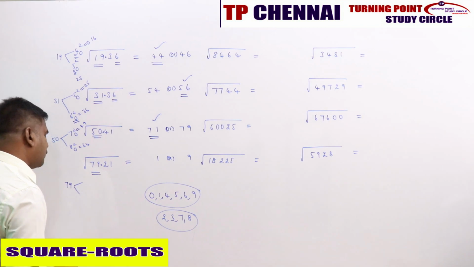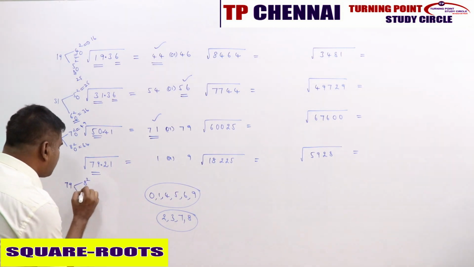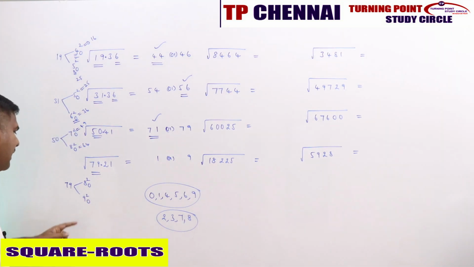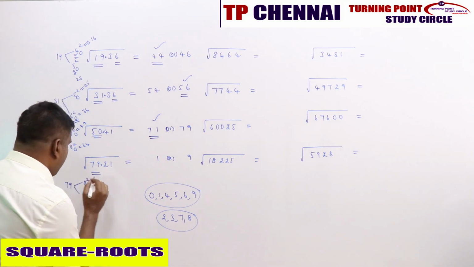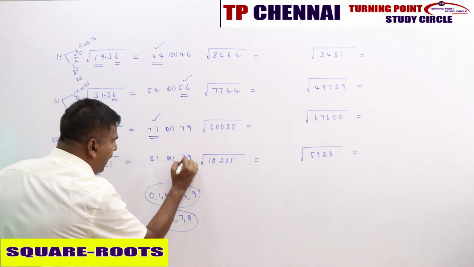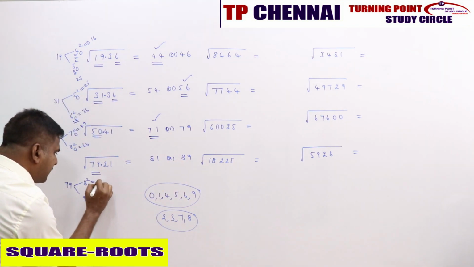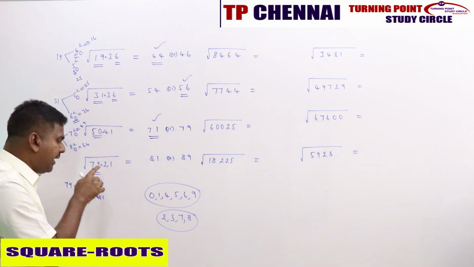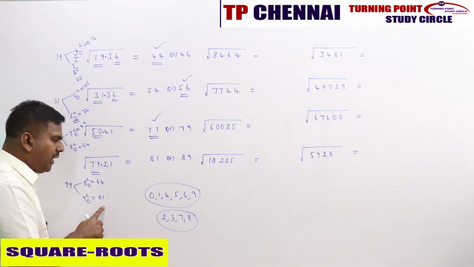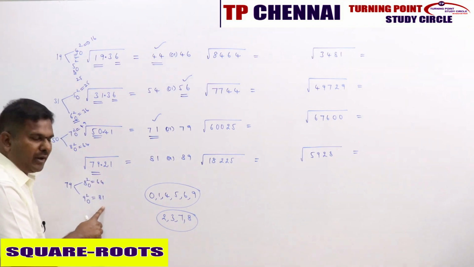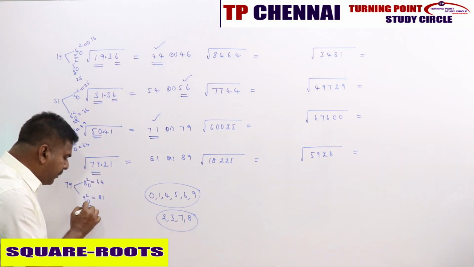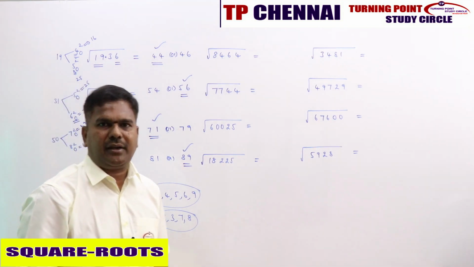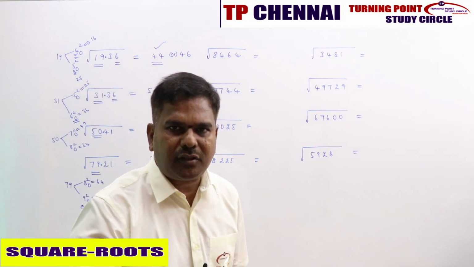Coming to here, again 1 or 9, 7921. 79 is lying between which two squares? 8 square and 9 square. So the square root will be lying between 80 and 90, meaning 81 or 89. What is 8 square? 64. What is 9 square? 81. Now see, the first two digits, 79, is nearby 64 or nearby 81? It is very nearby 81. That means the square root will be nearby 90, which is 89. That's it. If you practice well, it won't take more than 10 to 15 seconds maximum.